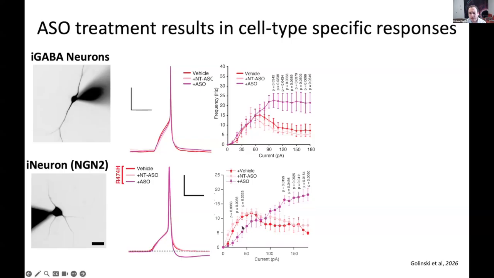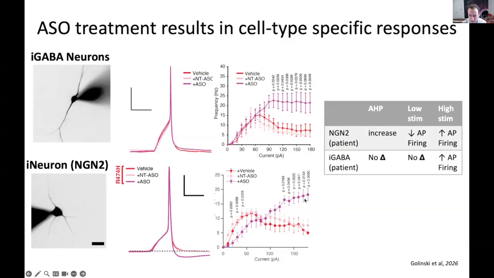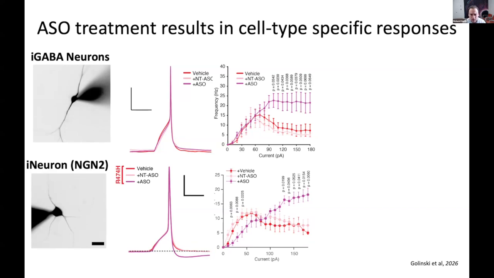excitatory neurons, we see a bidirectional effect where at low frequency stimulations or activations, we get an inhibition of firing, and at higher frequencies, we get an increase in the firing capabilities. And this is all just to say further that when we're using these stem cell derived systems and differentiating them into neurons, either excitatory or inhibitory, we might be getting differential effects that are worth looking at more closely in the way we're performing these models.